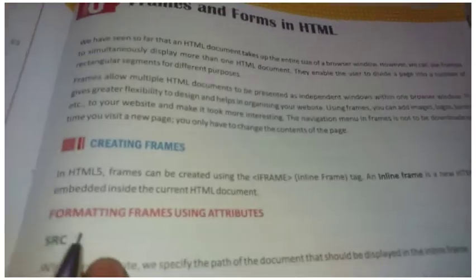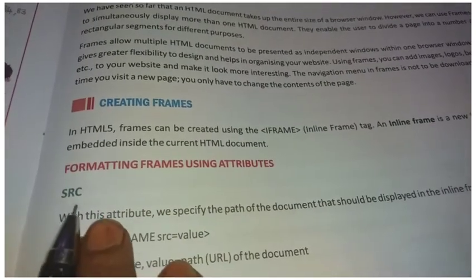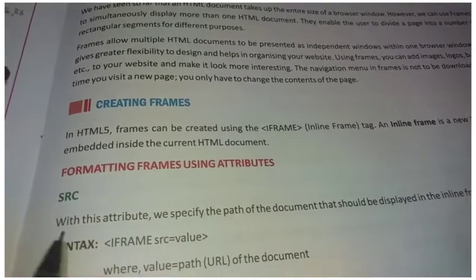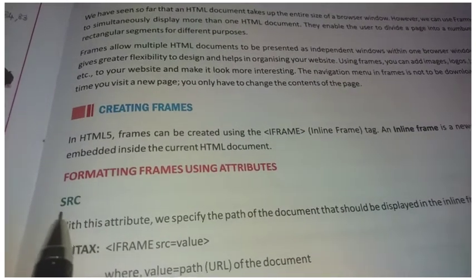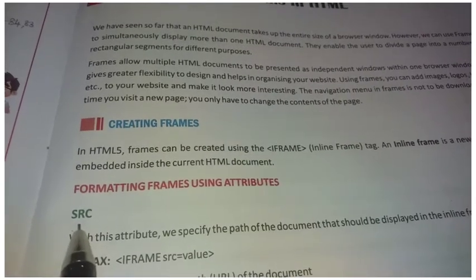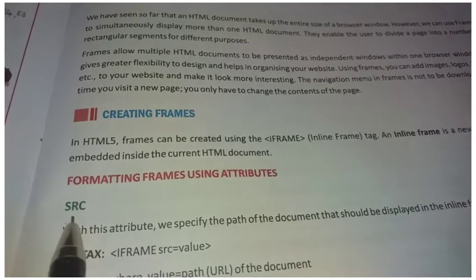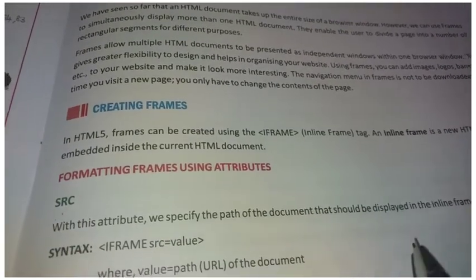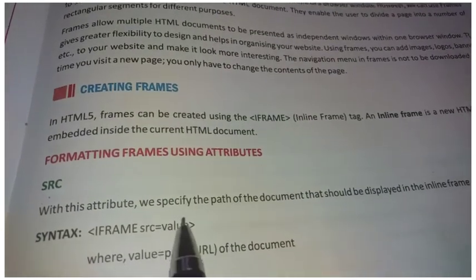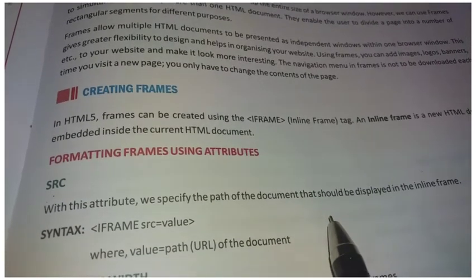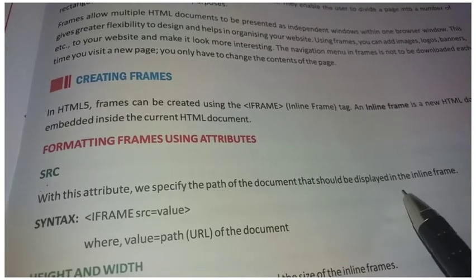So let's see what the attributes in the frame are. Formatting frames using attributes. SRC. You already know what SRC means, children: source. We have observed this attribute in the image tag and also in the link tag. So let's see what the source attribute means in the frame tag. It is used to specify the path of the document that should be displayed in an inline frame, as in an image tag.